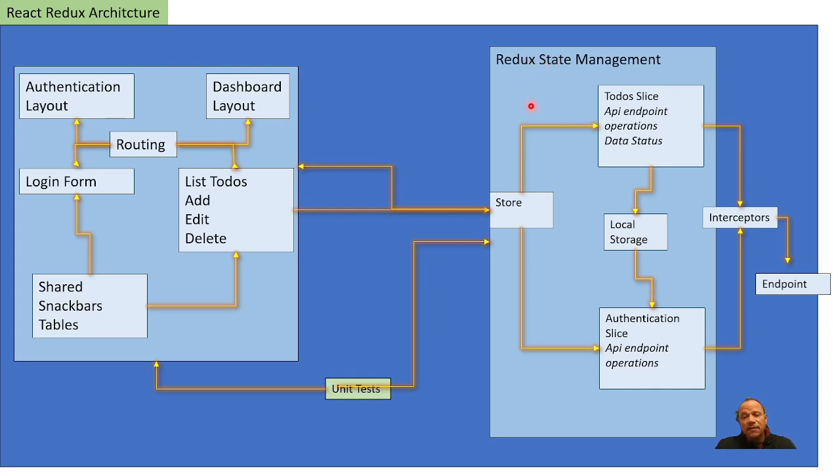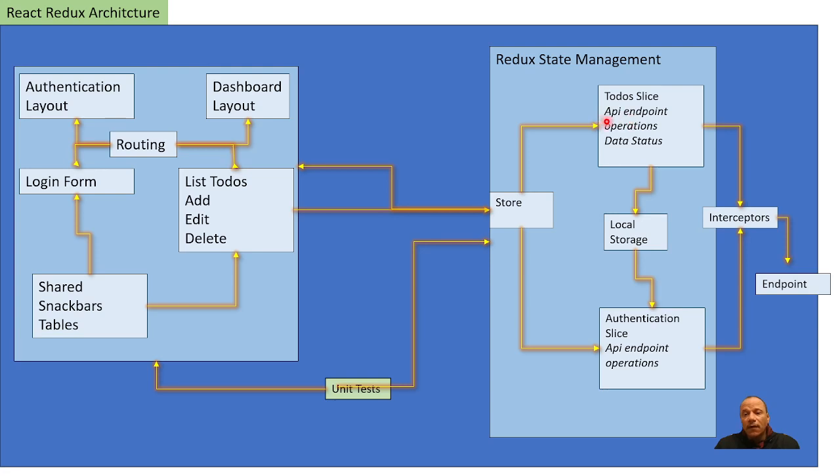We're going to manage the state of the app using Redux. Basically, we have two slices, one for user interface, login and register authentication, and the other for Todo's data and state management. We're going to persist the state using local storage, and this application state will be exposed to components using the store.